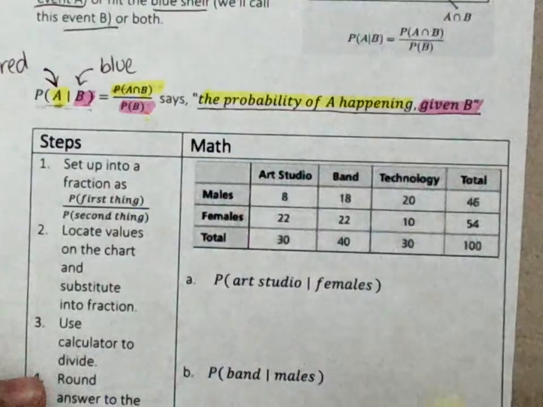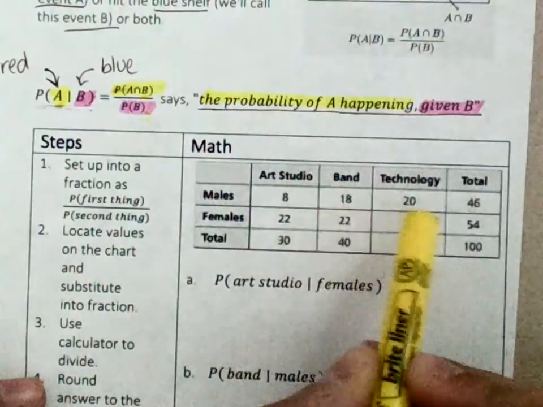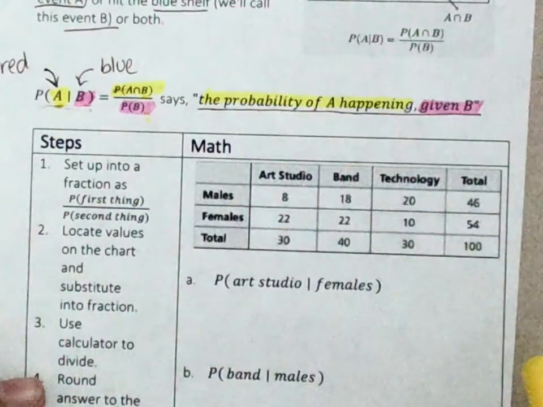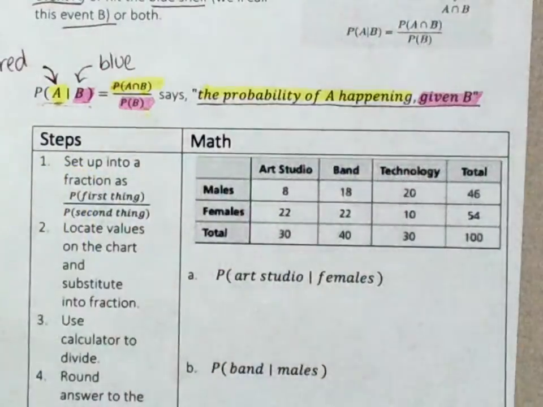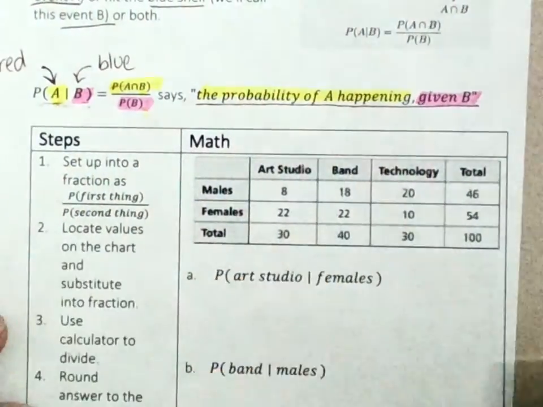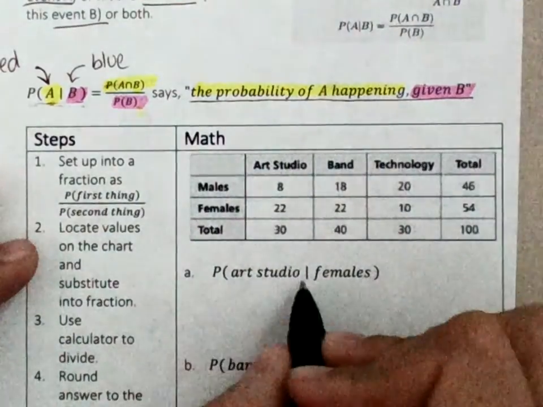So we are looking at males and females who participate in an art studio, a band, technology, and then we have the totals along the sides and the bottom. So the first thing we want to do is set up a fraction. So we have the probability of the art studio given that females.